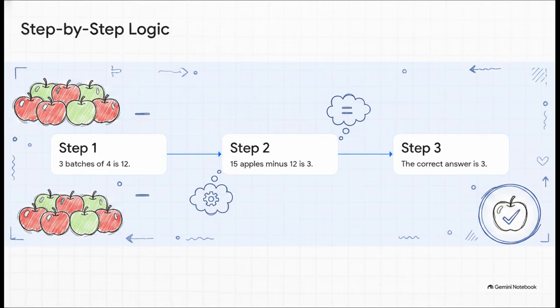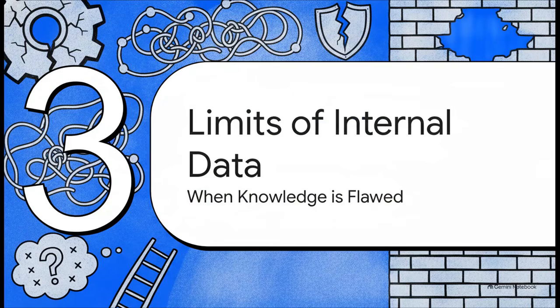So tracing these exact steps doesn't magically make the model smarter, right? It just acts as a guardrail, helping the model use its existing reasoning capacity way more reliably. But what happens when the model hits a roadblock?